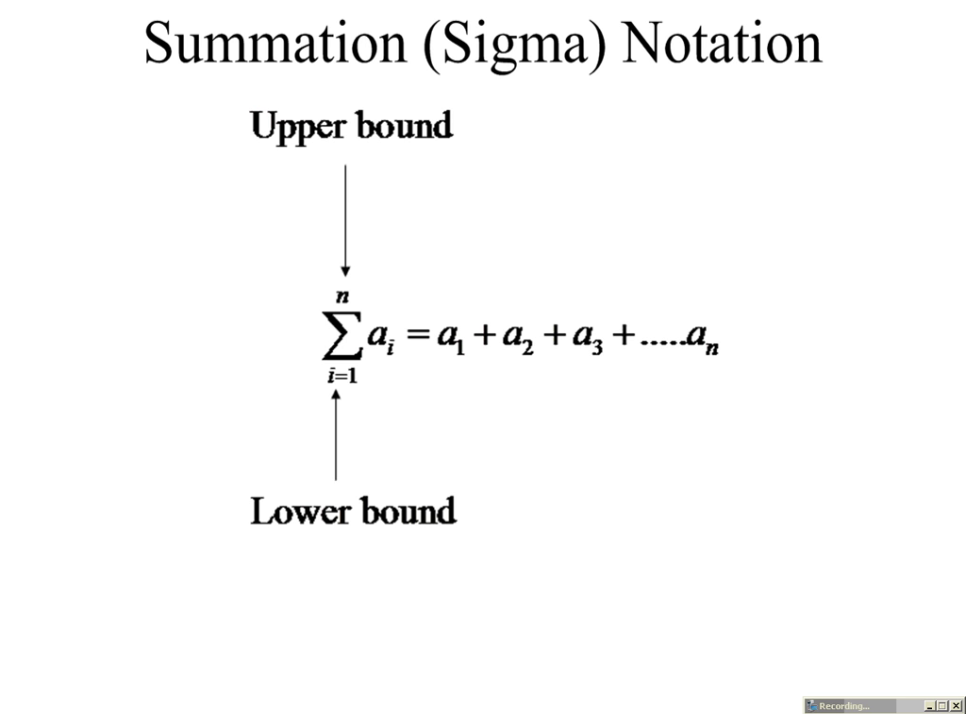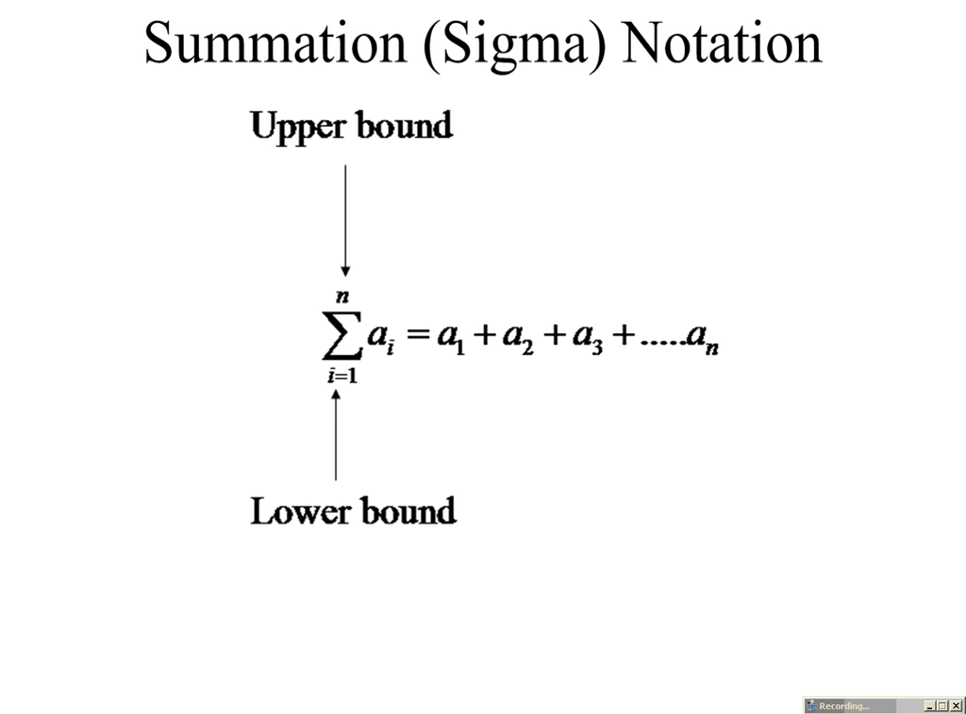So in other words, if I have this sequence a of 1 plus a of 2 plus a of 3 plus a of 4 and so on all the way up through the nth term, I can write that entire sequence in sigma notation. This is the Greek letter sigma. This would be read as the sum from i equals 1 up to n of a of i.